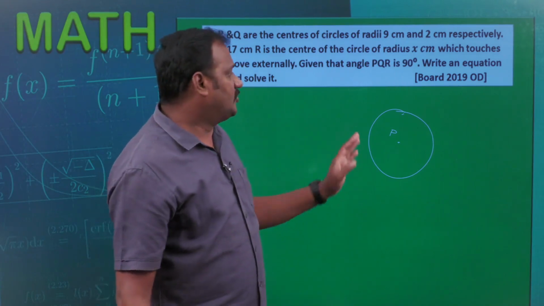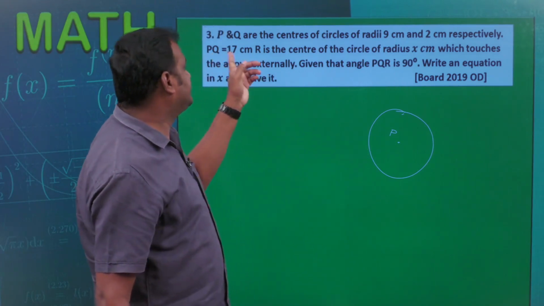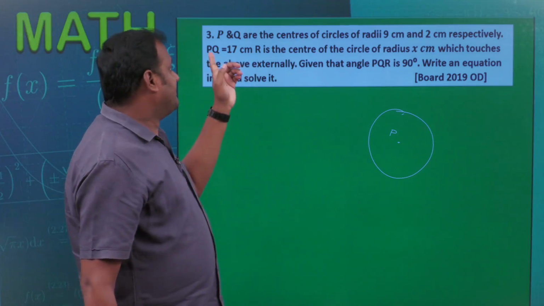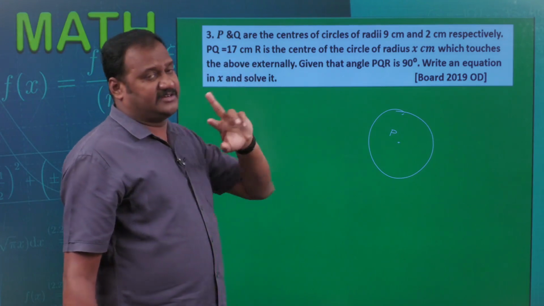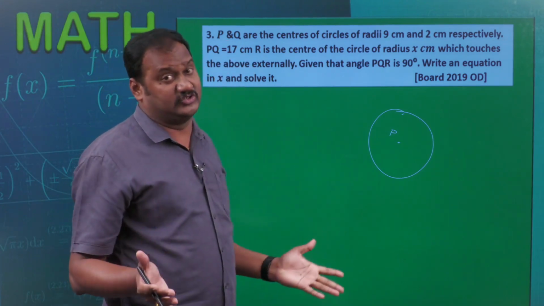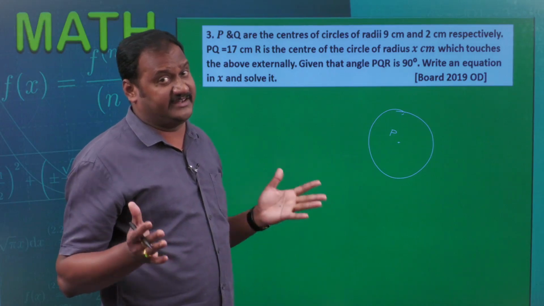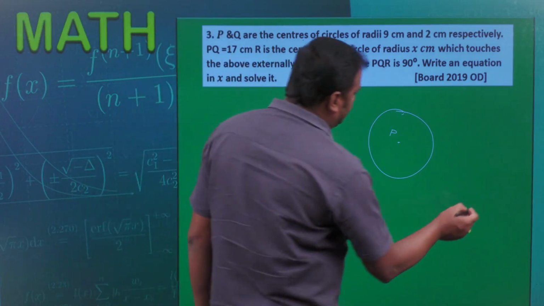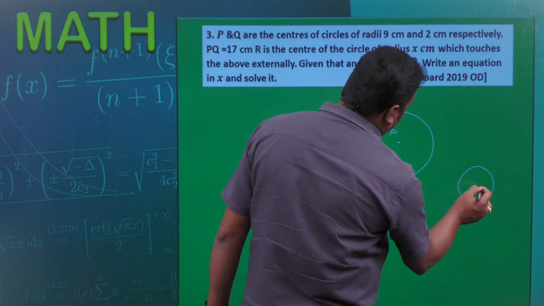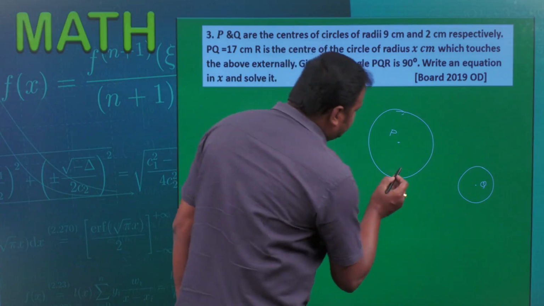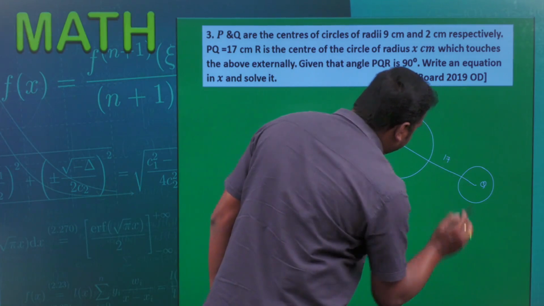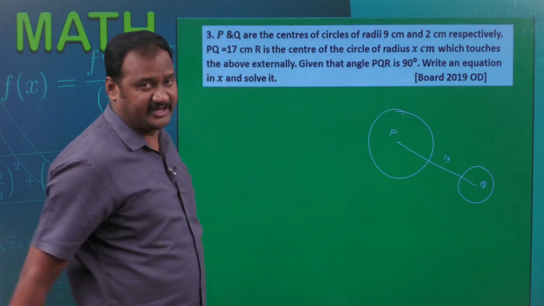It means for both the circles here, the distance between their centers is equal to 17. P and Q are centers of two circles, right? They are not even touching externally. So I am just drawing a circle here. So this is another circle whose center is Q, but the distance between both the centers is going to be 17 centimeters, the distance PQ.